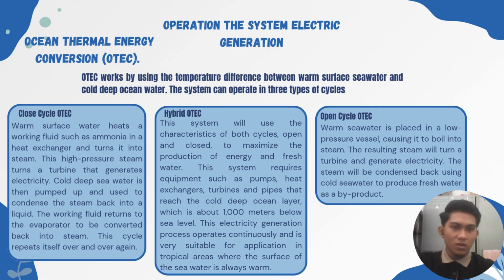The second is hybrid cycle. The system uses the characteristics of both cycles, open and closed, to maximize the production of energy and fresh water. The system requires equipment such as a pump, heat exchanger, turbine and pipe that reaches the cool deep ocean layer, which is about 1,000 meters below sea level. This electricity generation process operates continuously and is very suitable for application in tropical areas where the surface of the seawater is always warm.